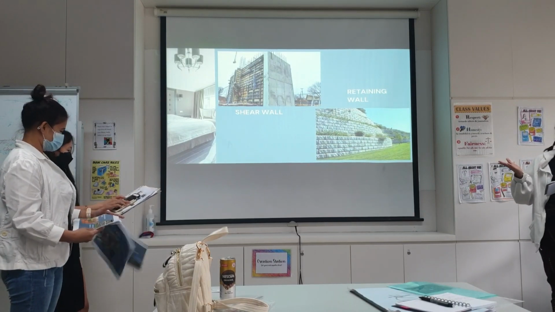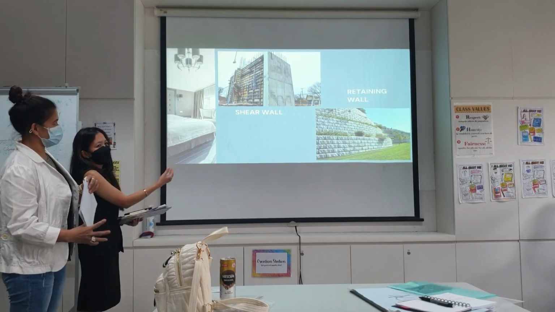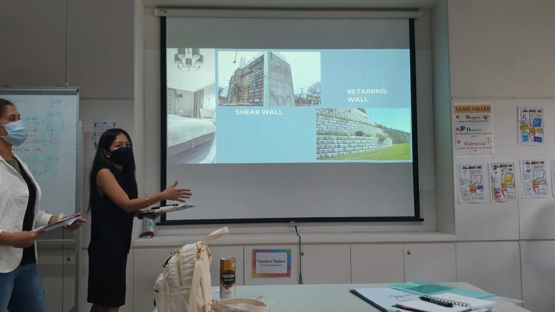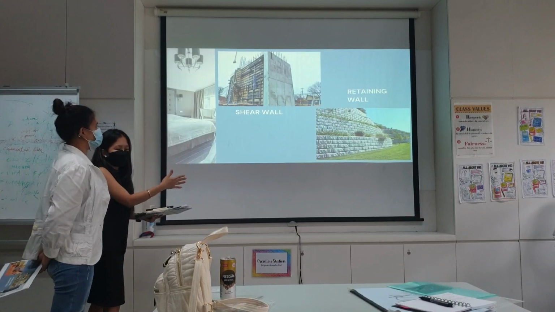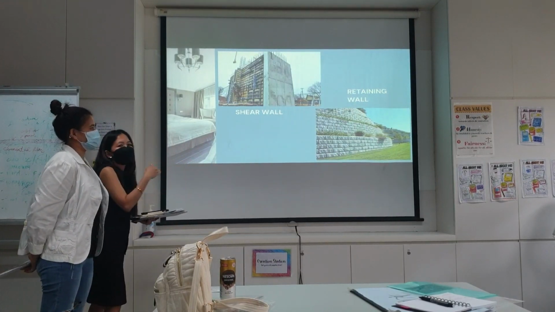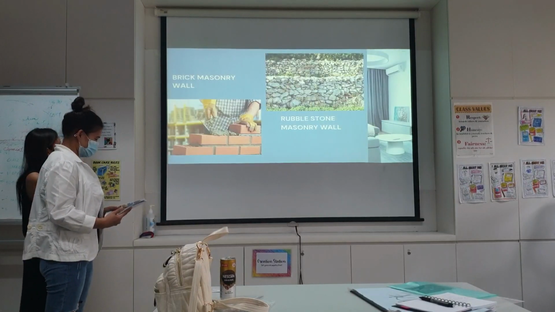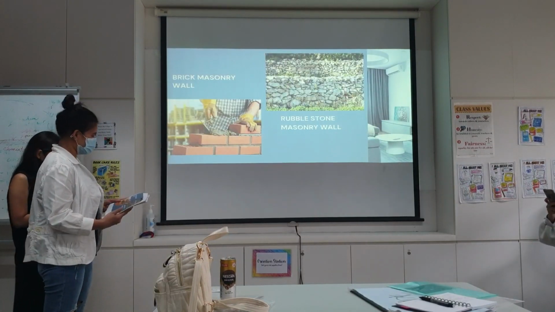Okay, next. Retaining wall. It's a wall structure designed and constructed to support the soil. For example, a big garden, or just the side of a road. Sometimes there's soil, so they put this retaining wall so that the soil won't landslide.